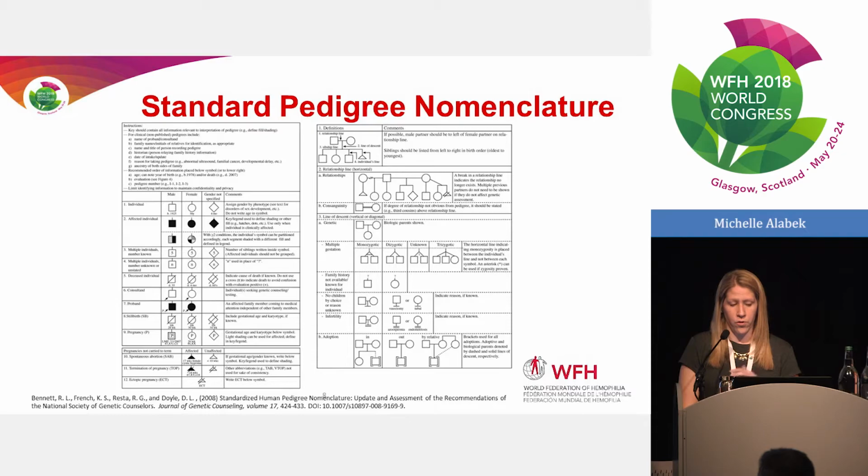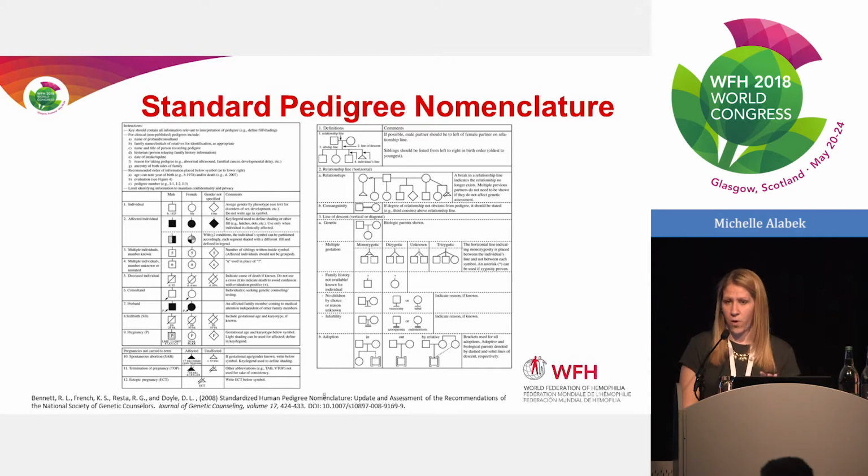So they give you, what shape should your symbol be? How should you shade that symbol? It goes into what do the different lines mean? How do you notate if someone's divorced? How do you notate if there's consanguinity in the family? What if there's a sperm donor? What if there's someone adopted in?